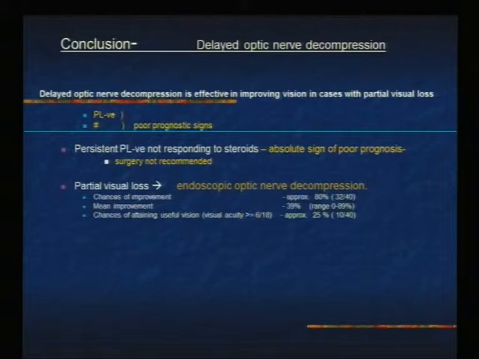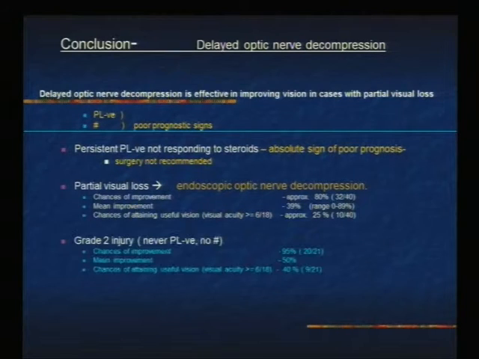These are our results. For patients who have partial visual loss, these are the only patients we operate now. PL negative, we don't operate. Persistent PL negative, we don't operate. So partial visual loss, 80% of patients will show some improvement. 25% of them will improve enough to get to 6 by 18. Grade 2 injury, this is patients who never drop down to PL negative and who don't have a fracture. 95% of patients will show some recovery, and 40% of patients will come down to 6 by 18 or above. So it's a worthwhile operation to do.